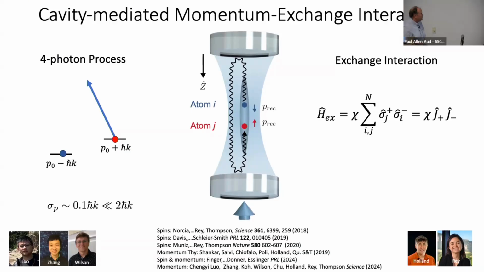Okay. And so this was done in the context of spin degrees of freedom. In fact, we heard about it in the earlier talk from Monica, beautiful work. And there's also recent work with both spin and momentum involved from Tillman's group as well.